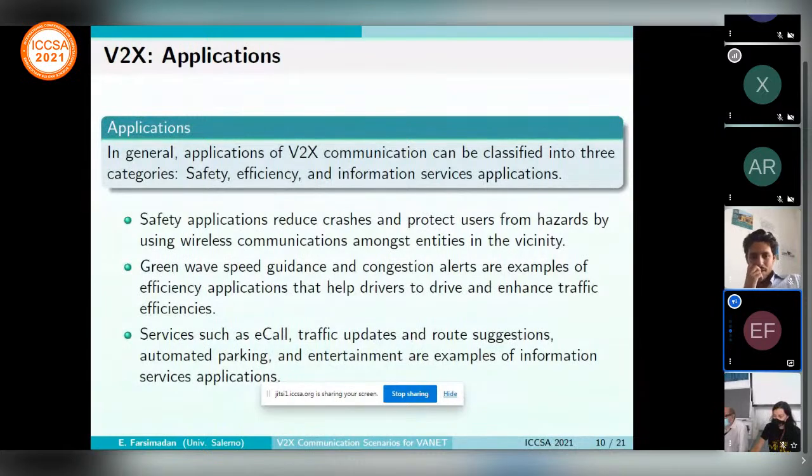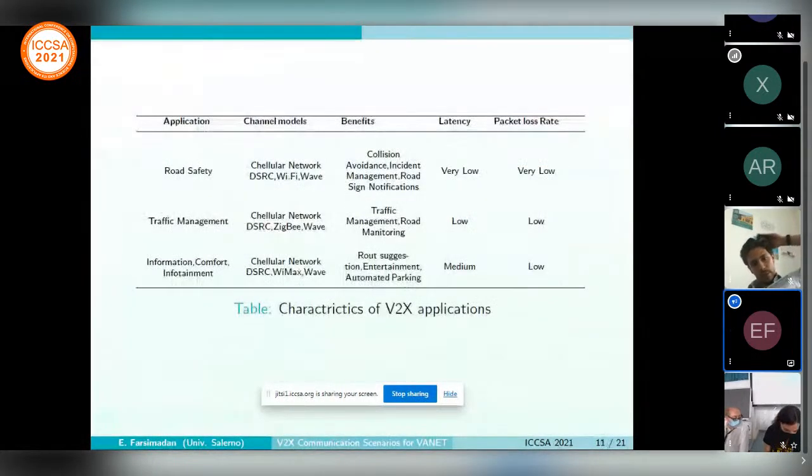But the most important things about V2X are applications and challenges, so I want to cover these two in the time that I have. In general, applications of V2X communication can be classified into three categories: safety applications, efficiency applications, and information services applications. We can see here some examples of each of them. Because of the time, I will go forward. In this table, we can see characteristics of V2X applications: applications, channel models, benefits, latency, and packet loss rate.